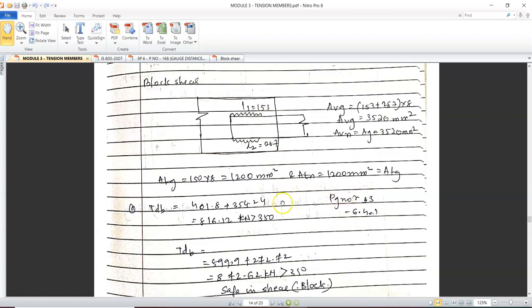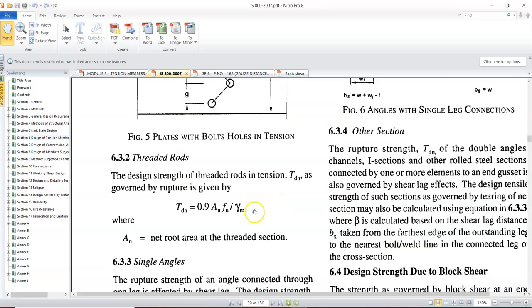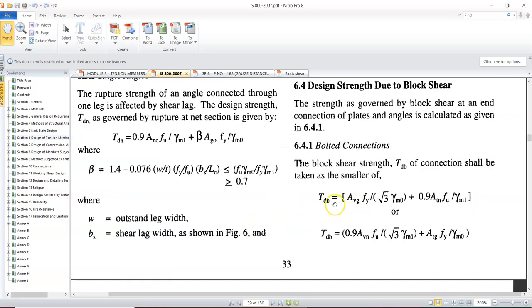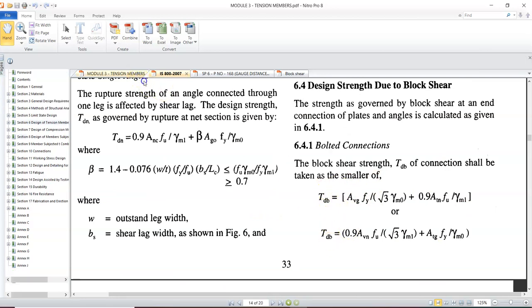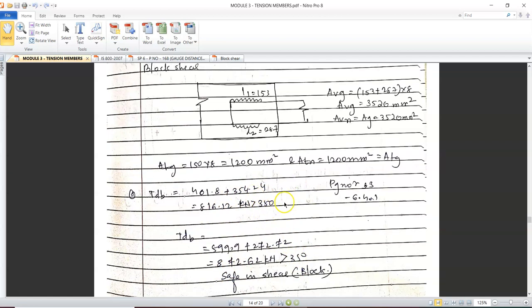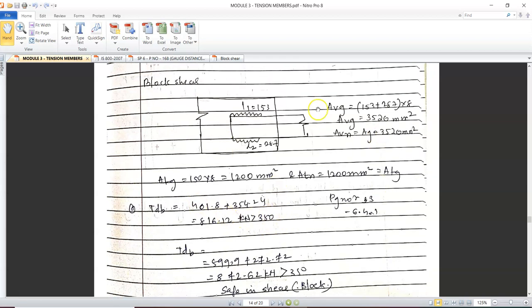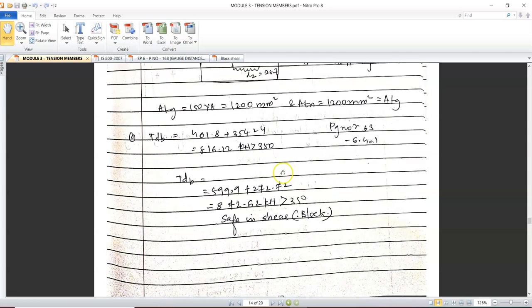If you go back and substitute in this formula, you will get the value of Tdb, these two separately, which is calculated as 816 in the first formula and 872 in the second, which is very much higher than 350 kilonewton. That is why we usually don't check for block shear in the case of a welded connection, but from an exam point of view these calculations have to be shown.